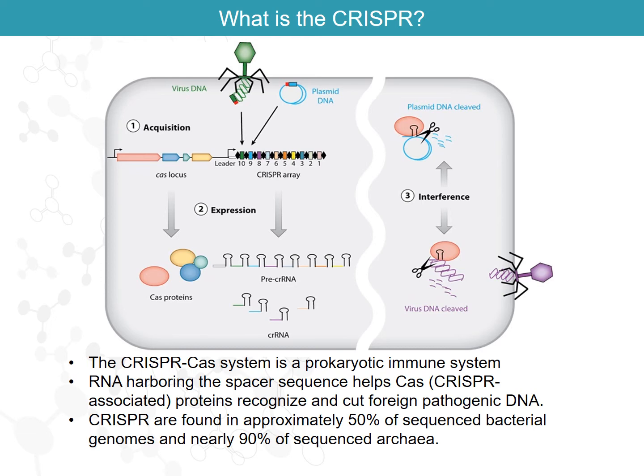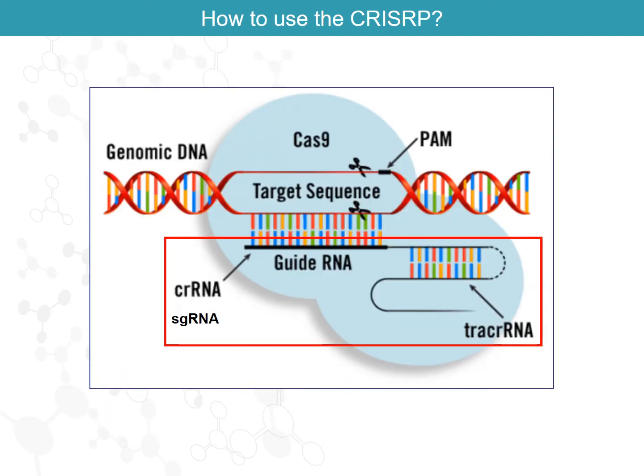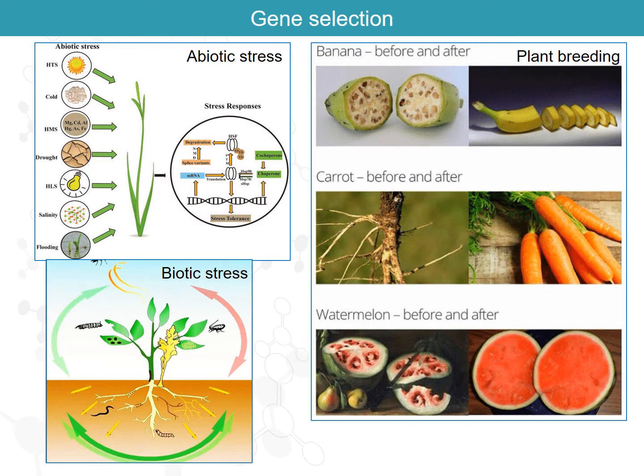CRISPR is found in approximately 50% of sequenced bacterial genomes and nearly 90% of sequenced archaea. Since then, many people have followed up, and a single guide RNA linking crRNA and tracrRNA and Cas9 protein with cleavage activity were expressed together to enable site-specific cleavage. I applied this CRISPR system to plant genome engineering, so I'm going to explain how this system is used for plant genome engineering.